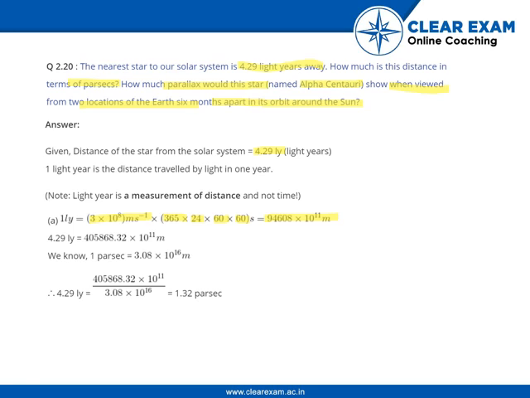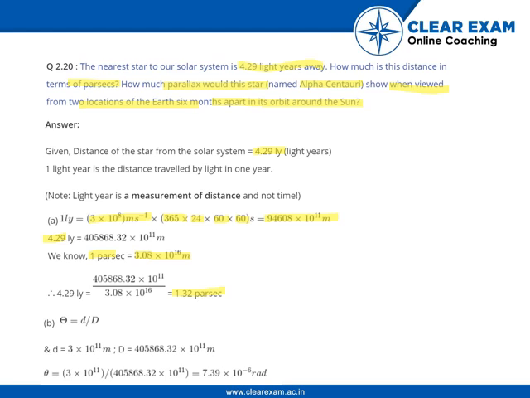Therefore, multiplying it by 4.29, we get 405868.32 into 10 to the power 11. As we know, 1 parsec is equal to 3.08 into 10 to the power 16 meters. Dividing both of them, we get the value in parsec as 1.32 parsec.